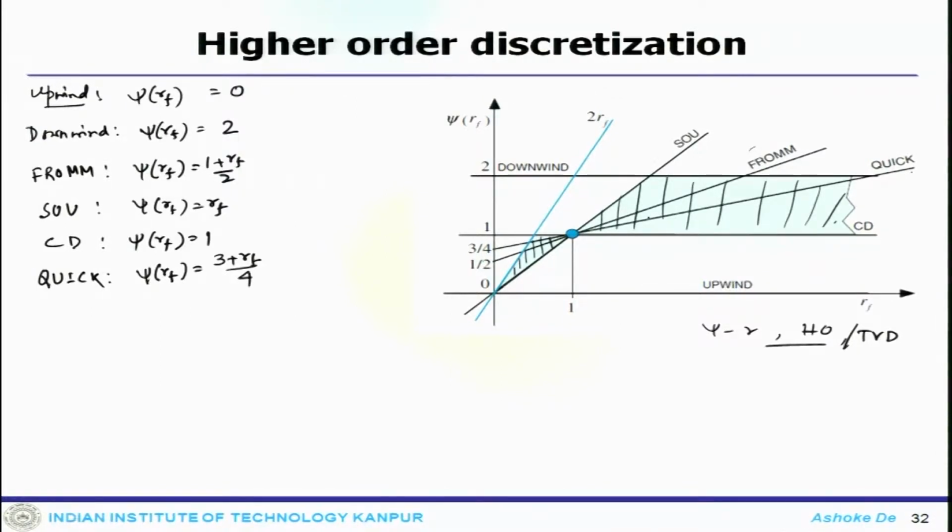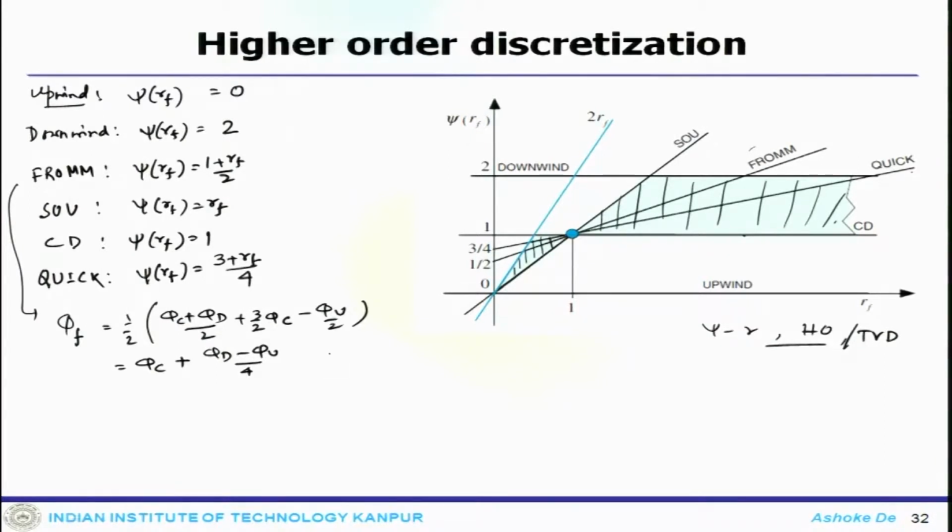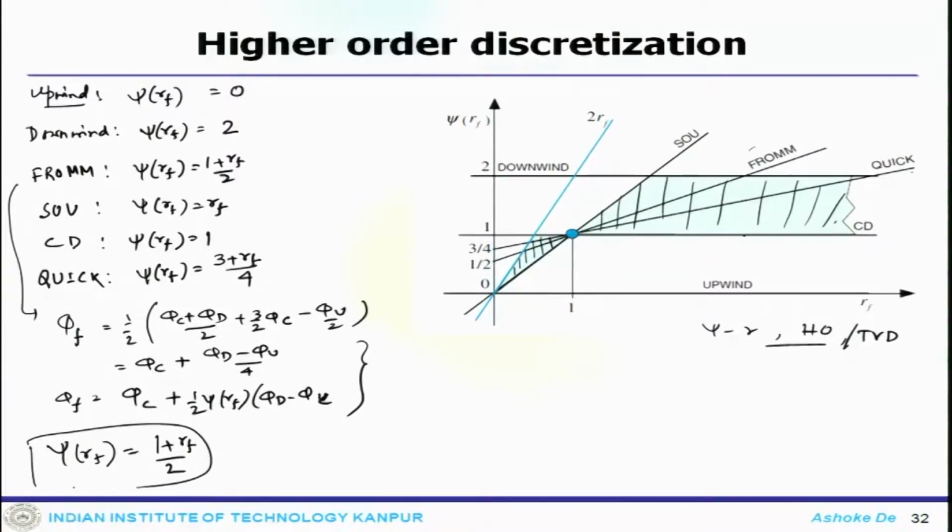Now, the FROMM scheme is essentially the average of the CD and second order upwind scheme, and its functional relationship can be presented like phi f equals half of (phi c plus phi d by 2) plus (3 by 2 phi c minus phi u by 2), which is nothing but phi c plus (phi d minus phi u) by 4, and phi f equals phi c plus half psi RF (phi d minus phi c), which leads to psi RF equals 1 plus RF by 2. That is what you get.